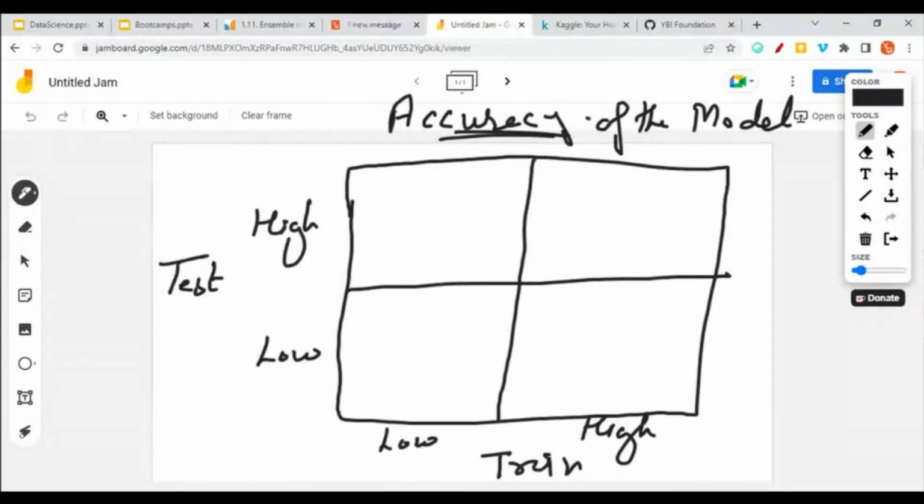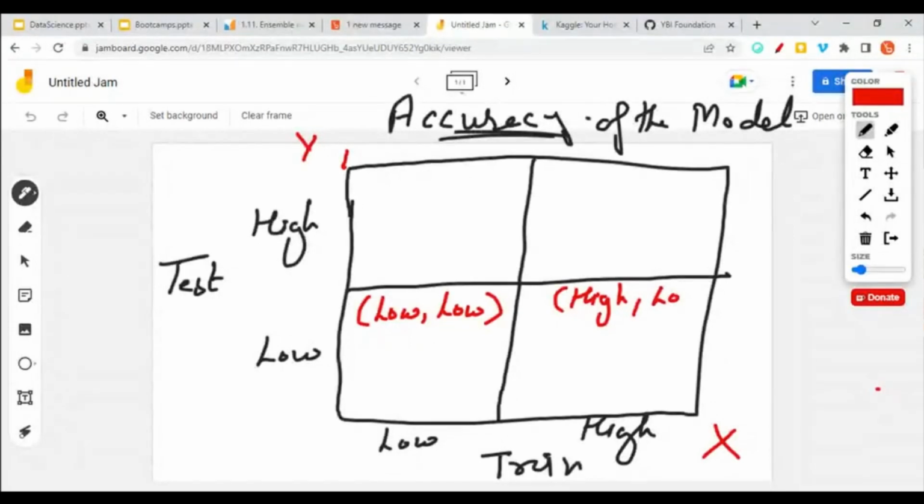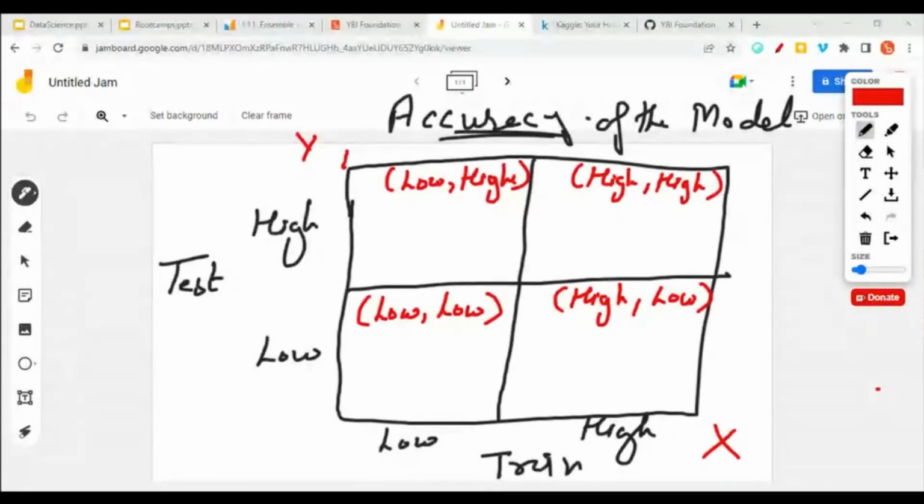Now first understand the meaning of this. What I have drawn is that there are four possible combinations. This is the x-axis, train. This is the y-axis, test. Train is low and test is also low. Here train is high, test is low. Here train is low and test is high, and here both are high. I'm talking about low and high in terms of accuracy. So there are four possibilities.